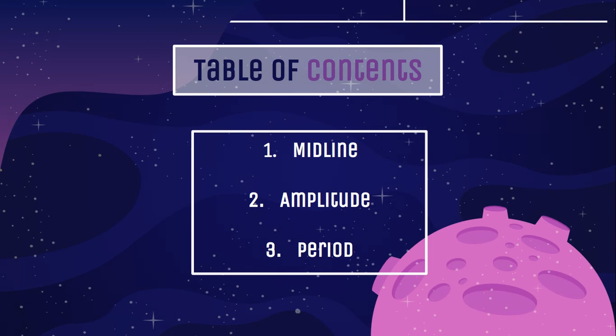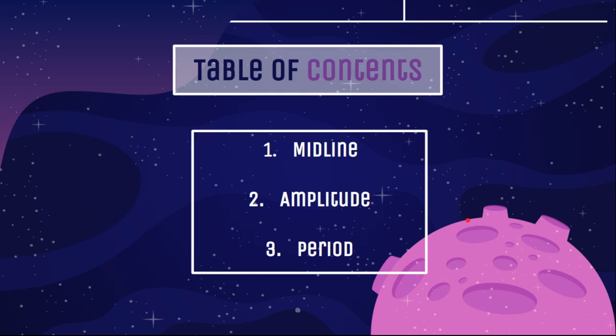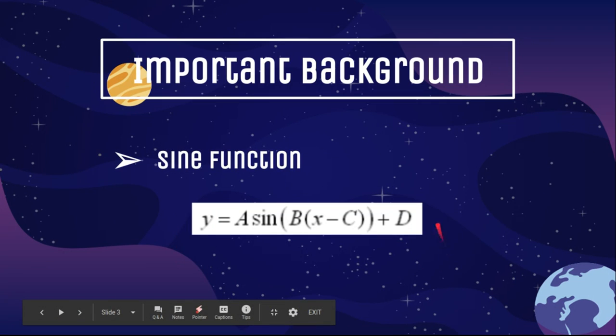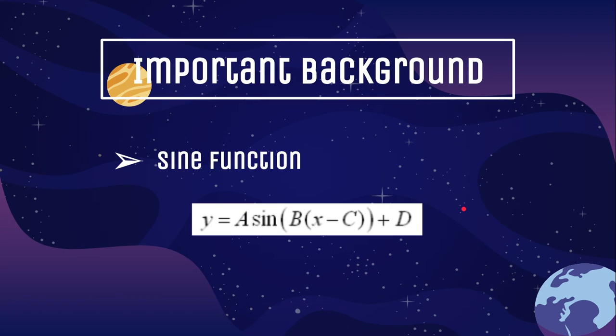Today, I'll be explaining how to find three features of any sine function on a graph, and those are the midline, the amplitude, and the period. But before we start this lesson, we must remember the sine function as you can see here on the screen. And this is important because it connects the features on the graph with its equation and gives us a better understanding of how these features can be found.